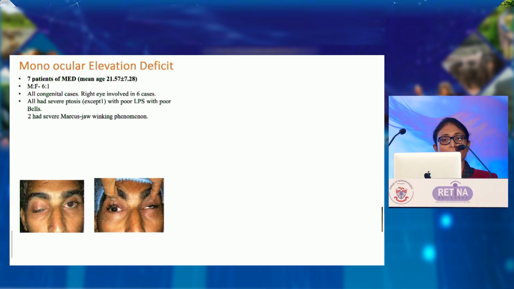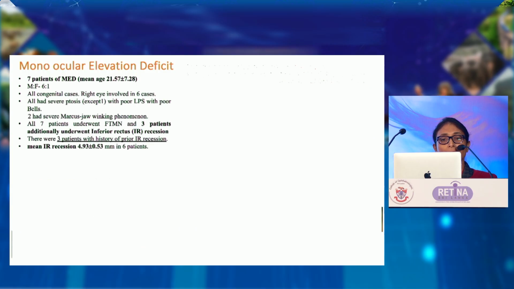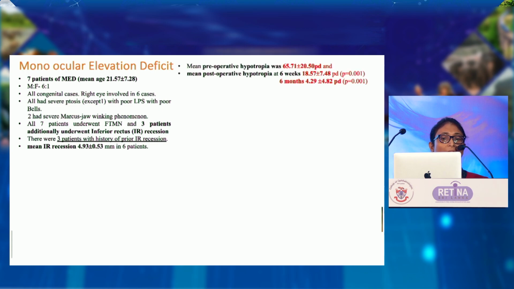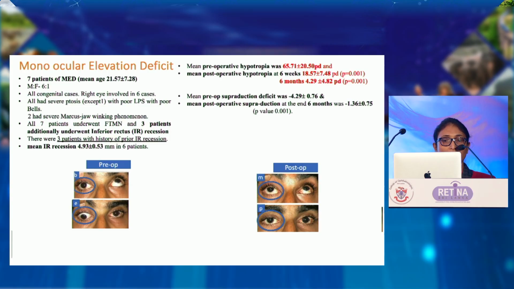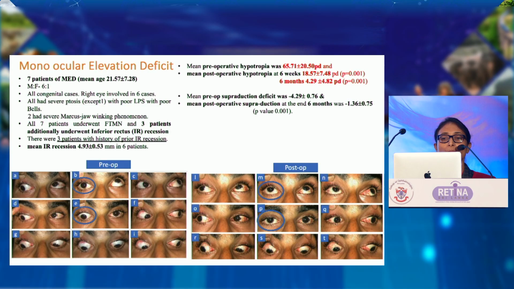So there were 7 patients who were operated, and there were 3 patients who had IR recession done prior and 3 done in the same sitting. So mean preoperative hypotropia improved from 65 to 4 prism diopters at the end of 6 months. Mean pre-op supraduction improved from -4 to -1.36.